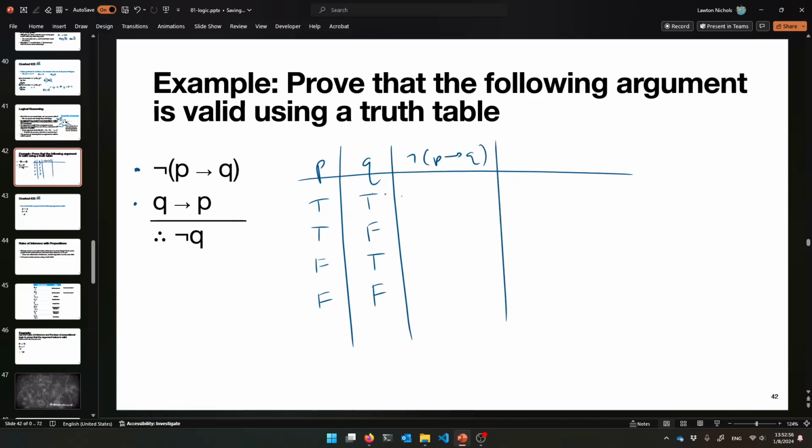So what's that? P implies Q is true in every case. You've got true everywhere, but here this is just P implies Q. And then the negation is like taking this and negating it. So this becomes false. This is true. This is false. This is false. So that's that, and I'll erase the scratch work.